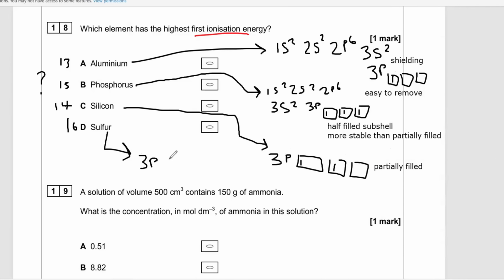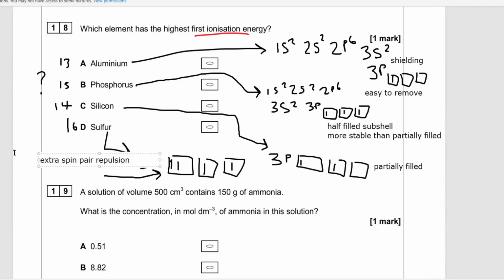Let's look at sulfur. Sulfur's got 16 electrons. If we look at the 3p, that's going to have 4 electrons in it. What we get going on here is a little bit weird. We get the extra spin pair repulsion here.